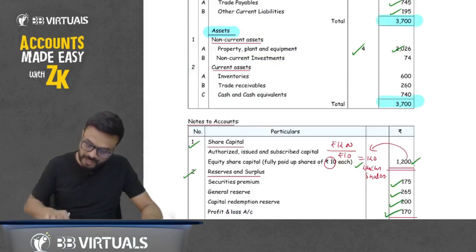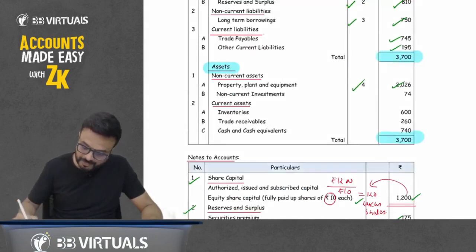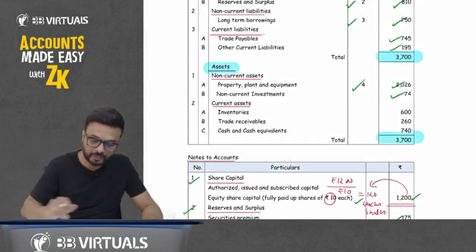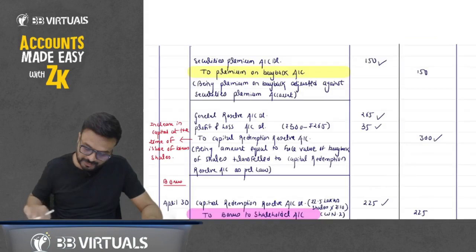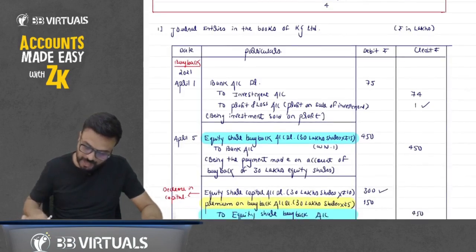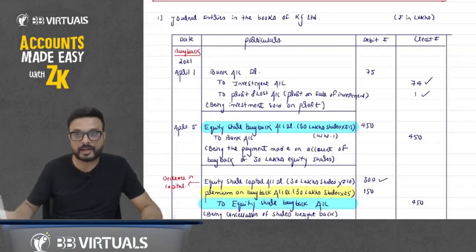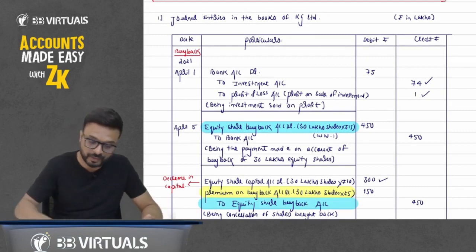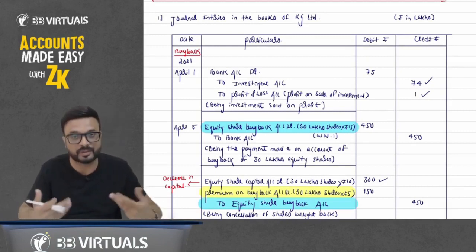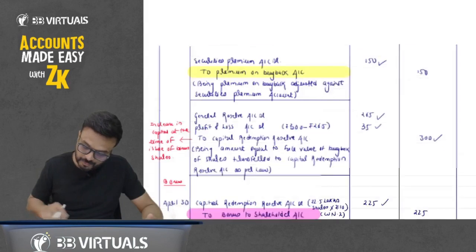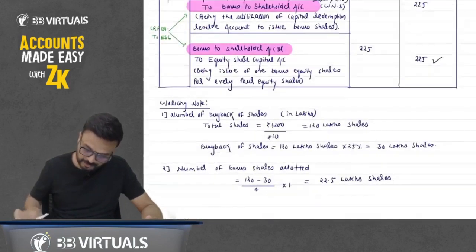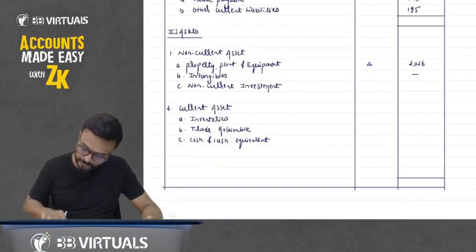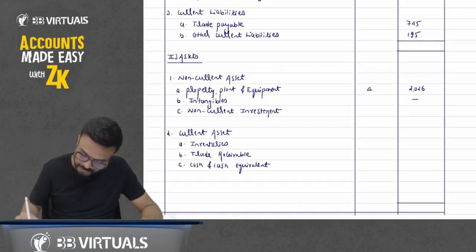Non-current investment we have here, that is 74. But when you passed the journal entry, you credited investment by 74, so 74 minus 74 is zero, because we have sold the investment. So here it will come as a dash, zero. So no non-current investment.